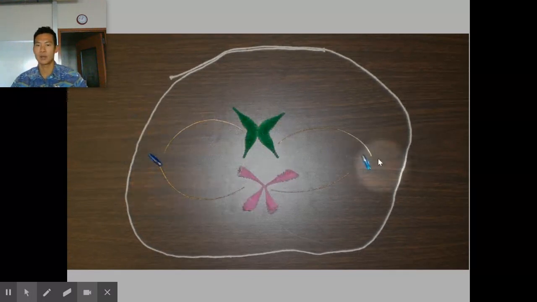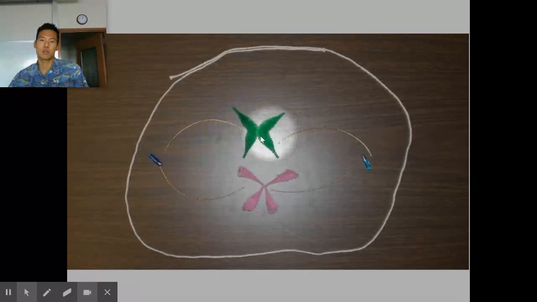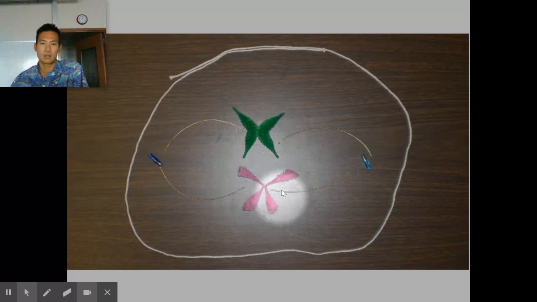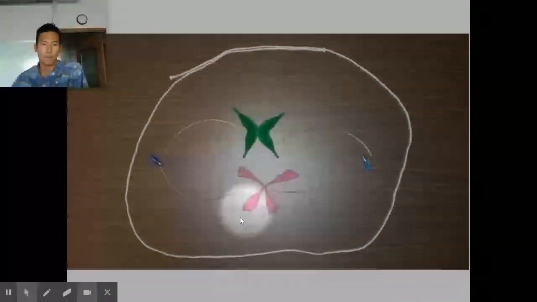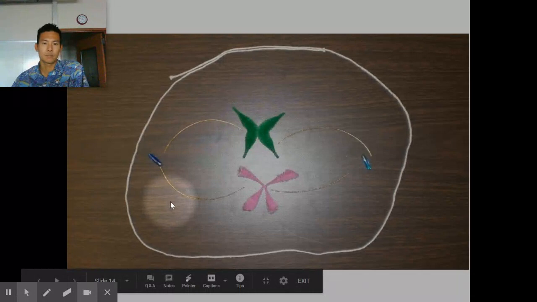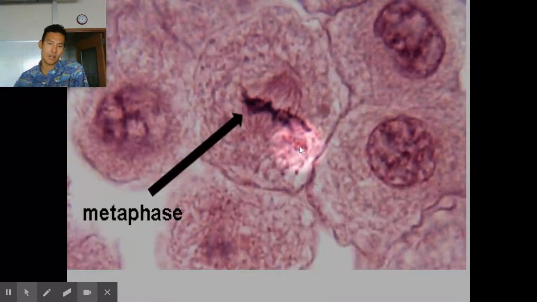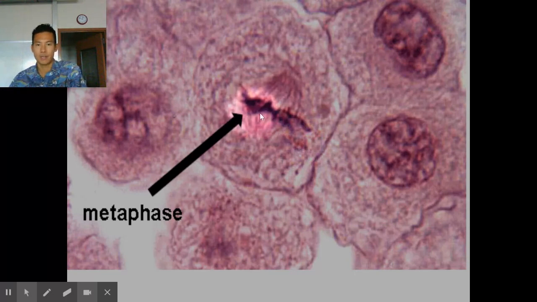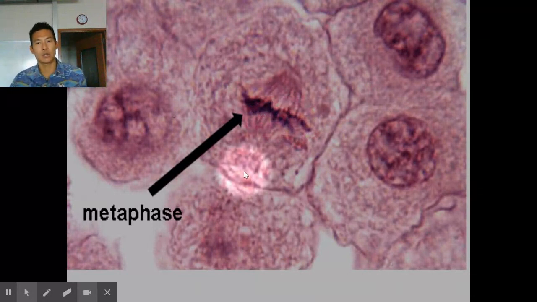Same thing with the other side. They work together in conjunction to push and pull and make sure the X-shaped double chromosome is at the center of the cell. Here's an actual cell in metaphase. In the center, you can't see the centrioles; they're very, very small.